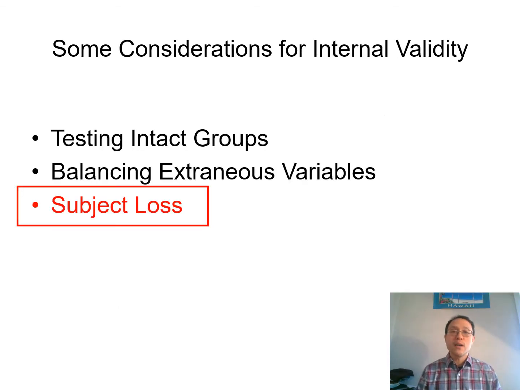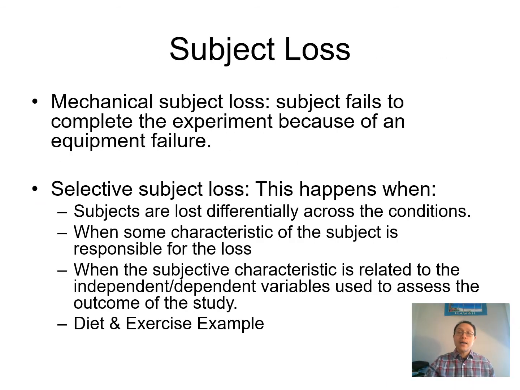Now, the third consideration for the internal validity is subject loss. Okay, so subject loss is a huge problem in the sense that you can have mechanical subject loss or you can have selective subject loss. So there are two types, okay? Mechanical subject loss is the first type, and this is when the subject fails to complete the experiment because of equipment failure.